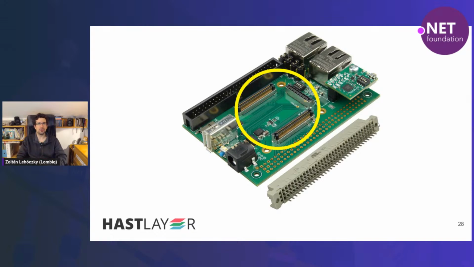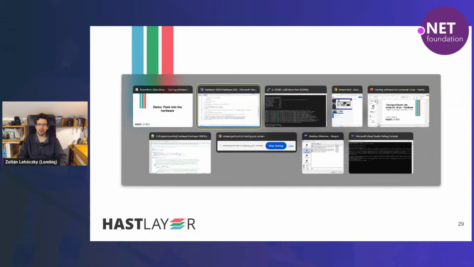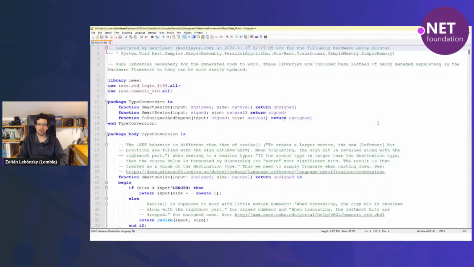So when it's on board of a satellite or something, then only the small thing is used. And let me now show you what Hastlayer actually creates and how that hardware is built up that we have created from our parallel algorithm sample, because that might be something cool as well. So now I'm opening Notepad++ to show you some more code.